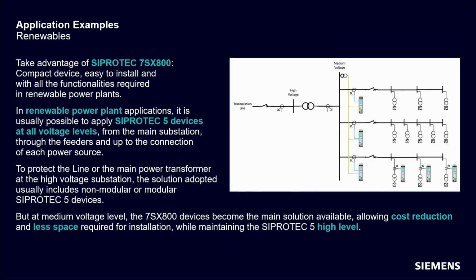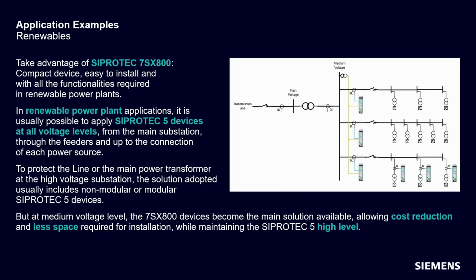Renewables. In renewable power plant applications, it is possible to apply SIPROTEC 5 devices at all voltage levels, from the main substation, through the feeders, and up to the connection of each power source. To protect the main substation, the solution may include the use of 7SX800 compact devices if possible, but will probably include the use of non-modular or modular SIPROTEC 5 devices.